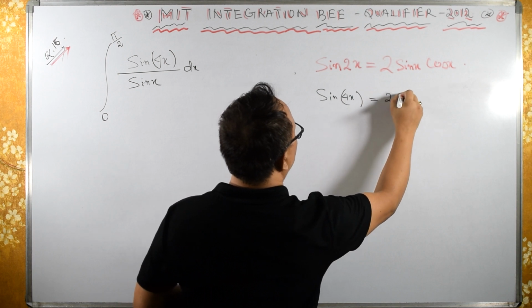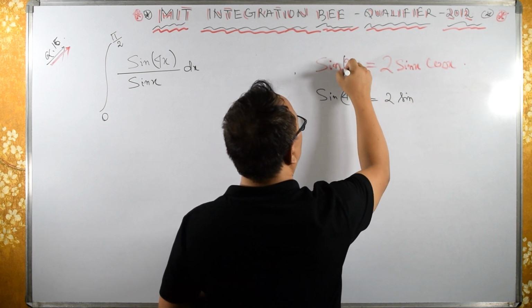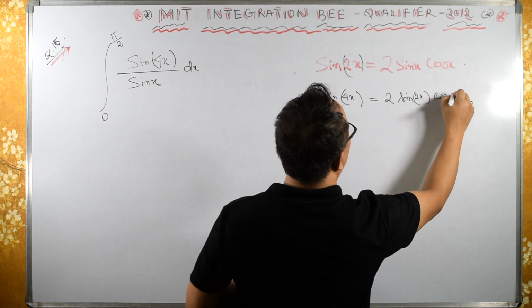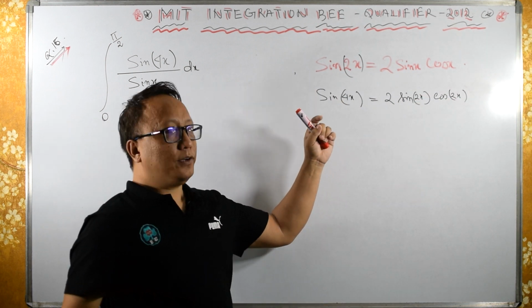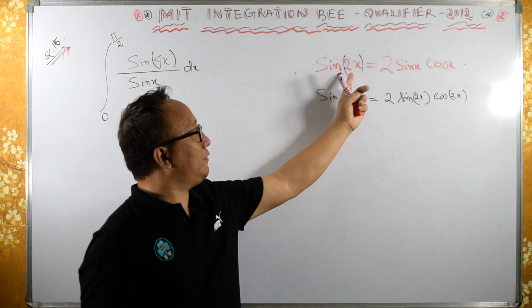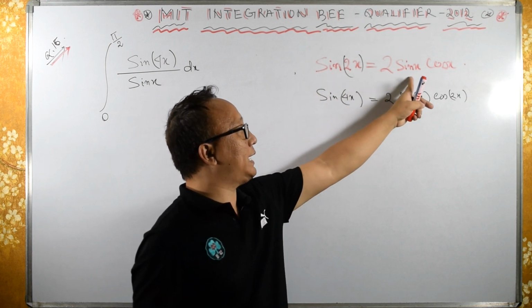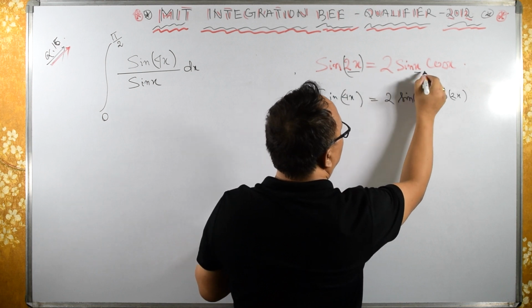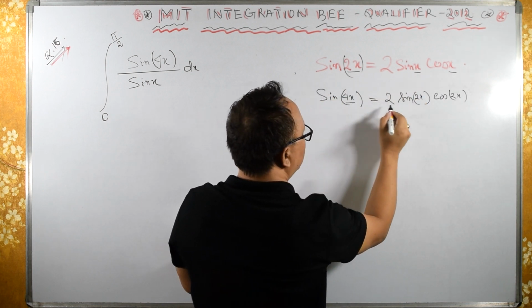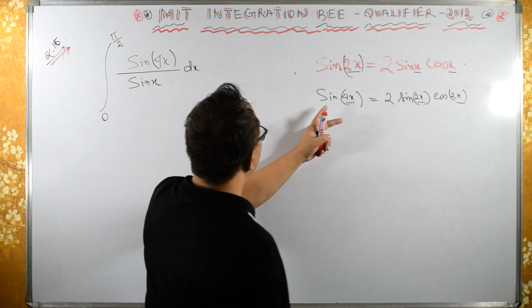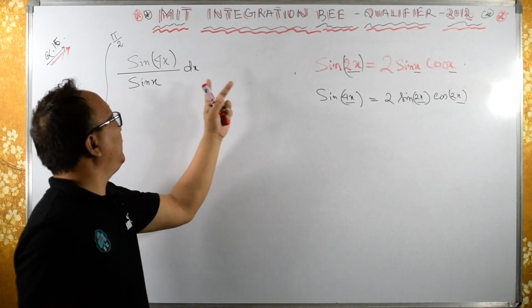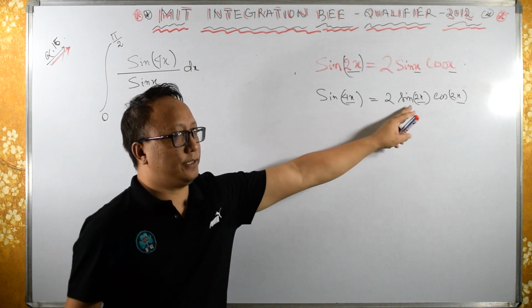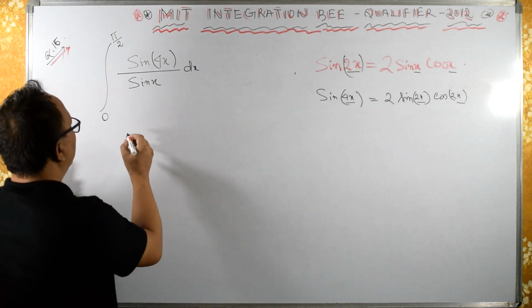It is the same as 2 sine 2x into cos of 2x. Why? Because if it is sine 2x, then you have 2 sine x into cos x. Now here, if it is sine 2x, you have x, and if it is 4x, you will have 2x. So instead of sine 4x, I can write this in the numerator.